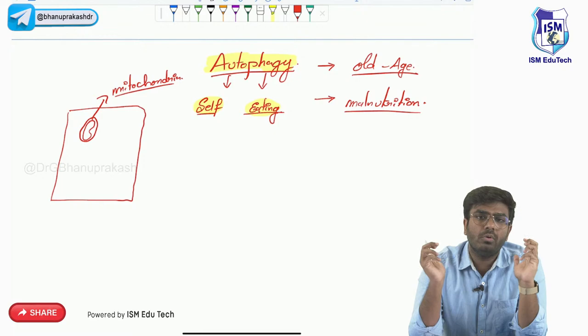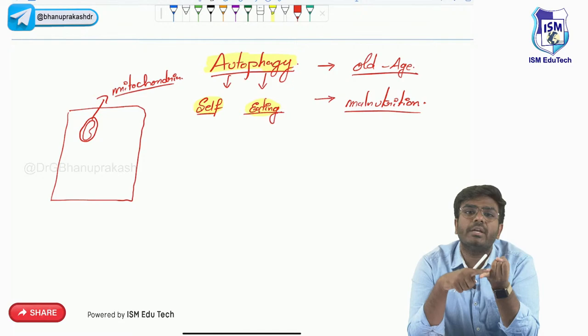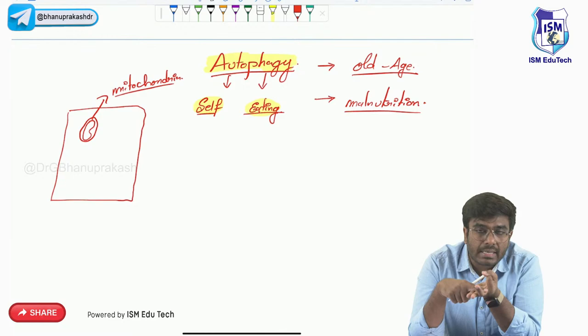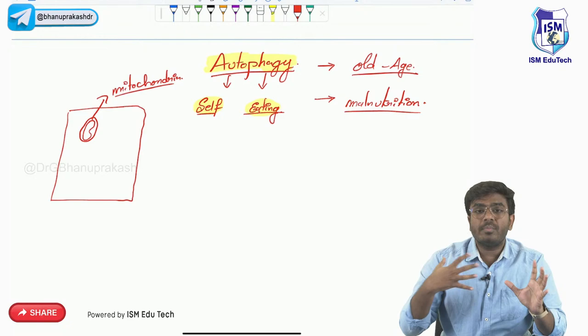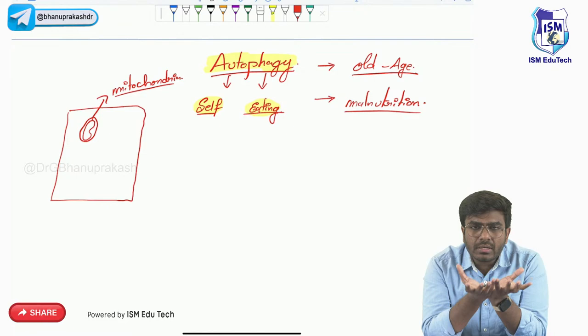All the cell organelles present in the cell will be digested away. For example, the endoplasmic reticulum, the ribosomes, and the mitochondria in my cell will be digested with the help of lysosomes. The lysosomes in my own cells will digest the mitochondria, the endoplasmic reticulum, and the ribosomes. After digesting these cell organelles, proteins will be released, right?